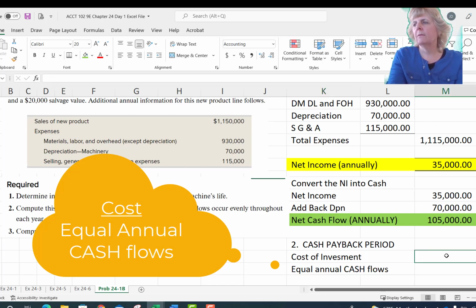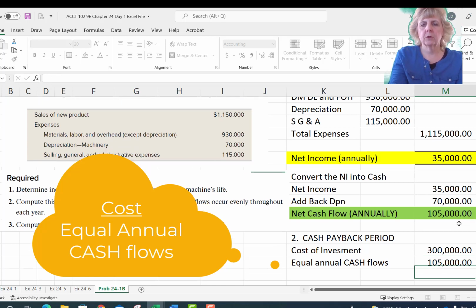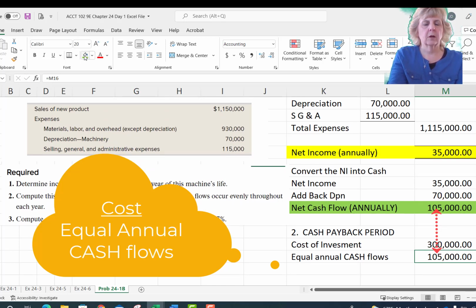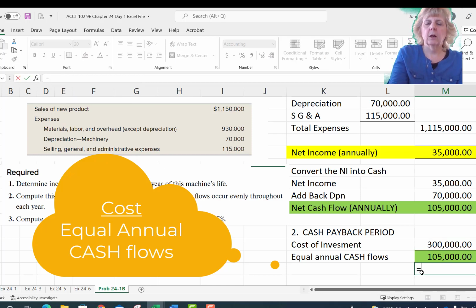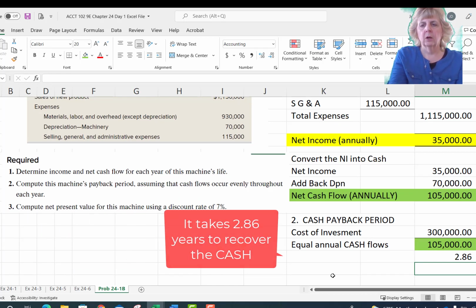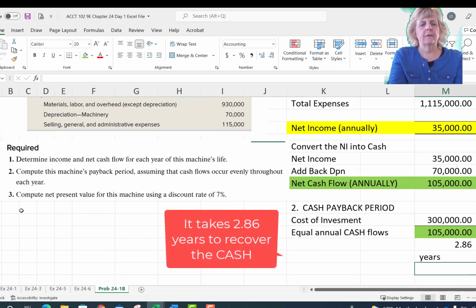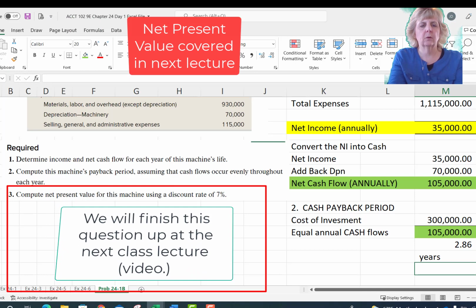Okay, the cost of my investment was $300,000. The equal annual cash flows would be that green number that you see that we just computed. Let me make that green so you can see where it came from. And when I take those two and I divide them, we will get how long it takes to get our cash back. I would suggest putting at least one decimal place on it, 2.86 years.